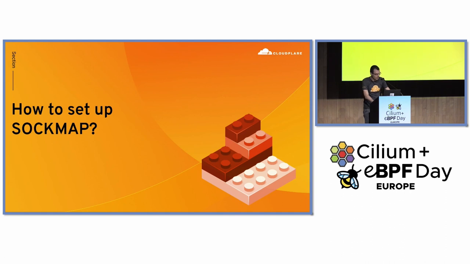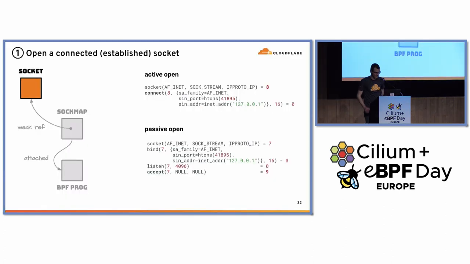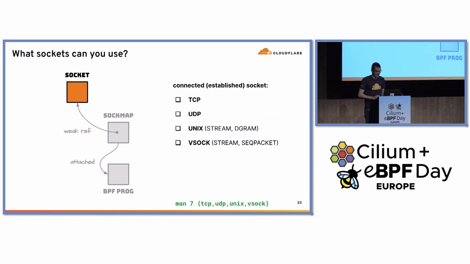All right, we have a rough idea what Sockmap is, so now let's see how we set it all up. So to splice two sockets together, we first of all need the sockets, right? So these need to be connected, or otherwise established sockets that we're going to be operating on. It doesn't matter if we operate on sockets that have been actively opened, so when we're making an outgoing connection from our process, or sockets that have been passively opened, so when we're just accepting an incoming connection. What is important is that it is a connected socket.